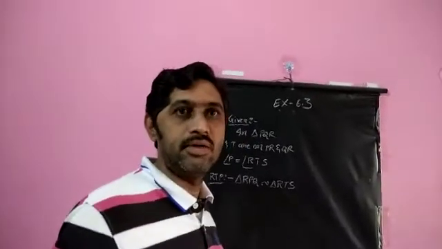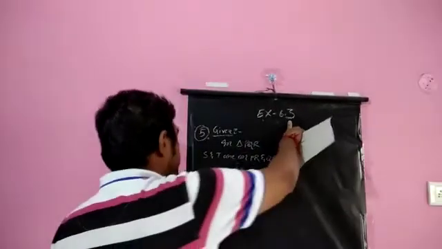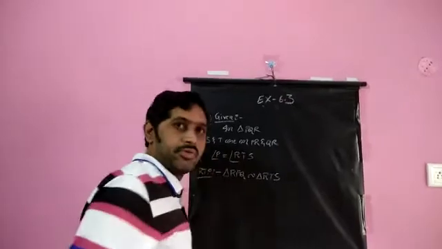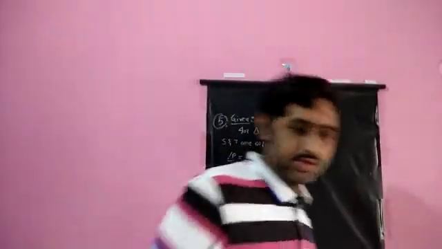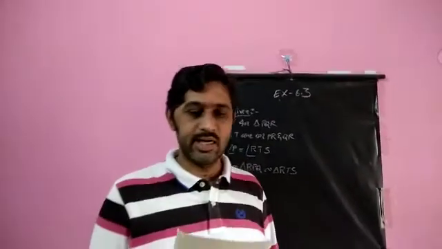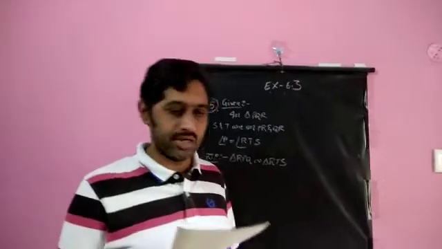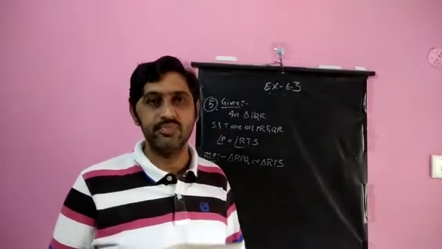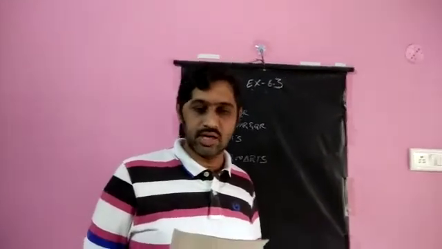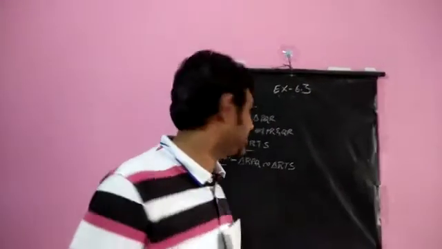Class 10 Mathematics. In exercise 6.3, question number 5. If you see in your textbook, you can see the question. S and T are the points on the sides PR and QR of triangle PQR such that angle P equals angle RTS. Show that triangle RPQ is similar to triangle RTS.